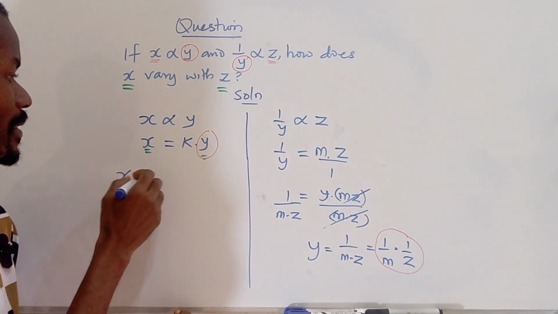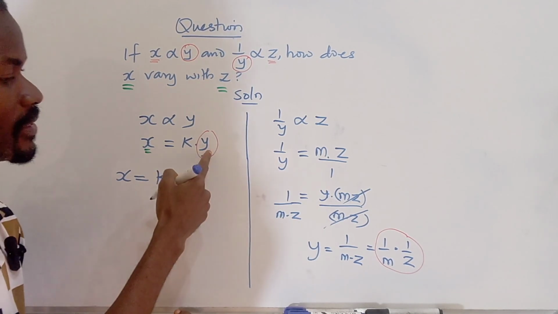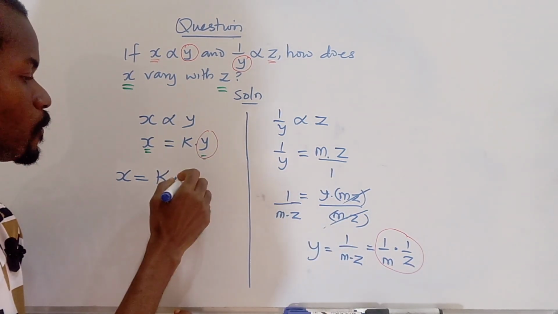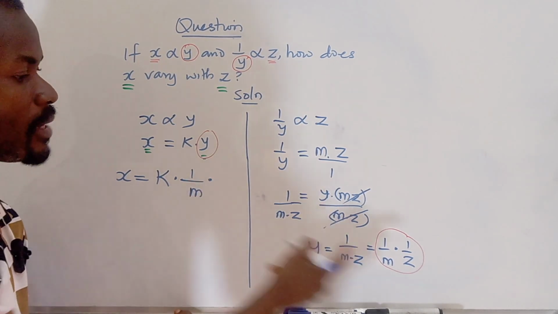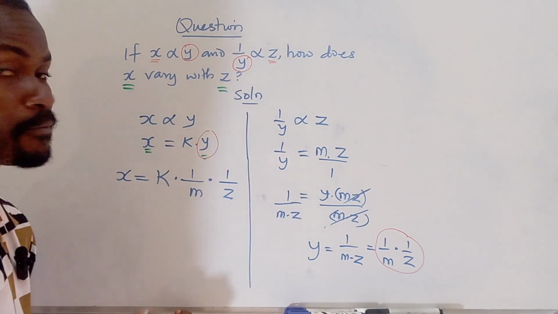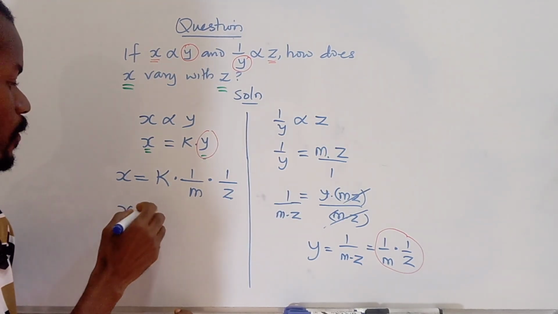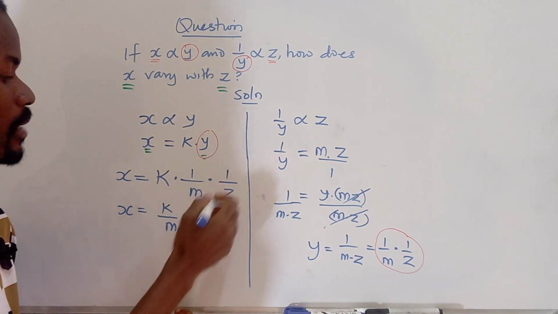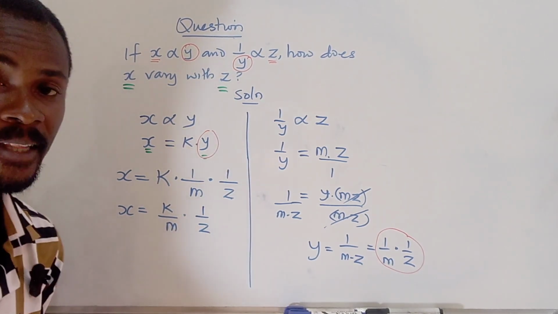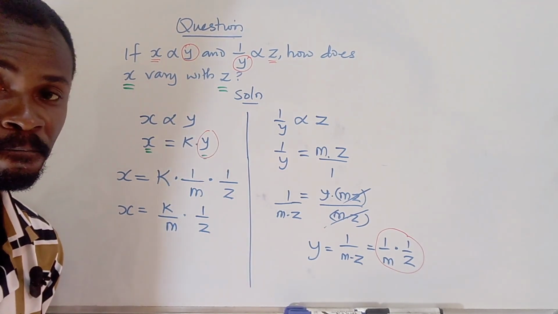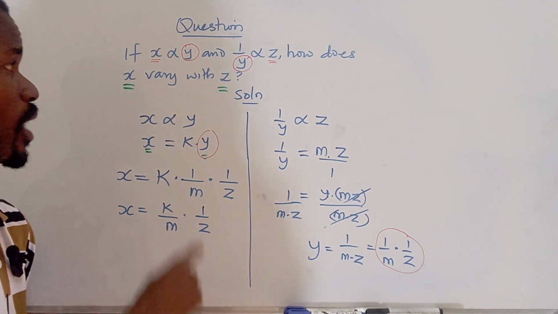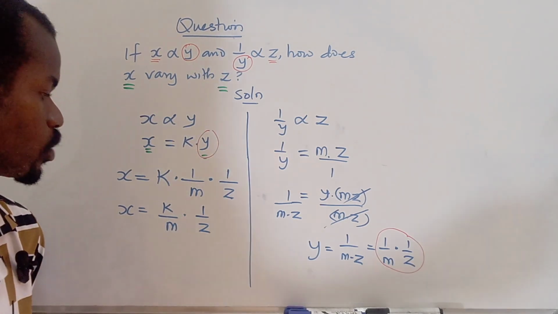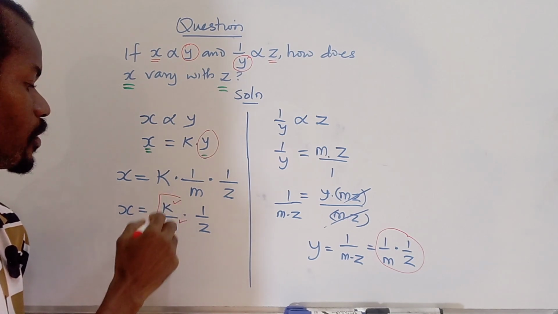So I'm going to have x is equals to, remember we have k. Now instead of y, we are going to input all this. So y becomes 1 over n multiplied by 1 over z. So x is going to be k times 1 is k divided by n multiplied by 1 over z. Now that we've been able to get this expression, we can now know how x varies with z. And how do we know that?